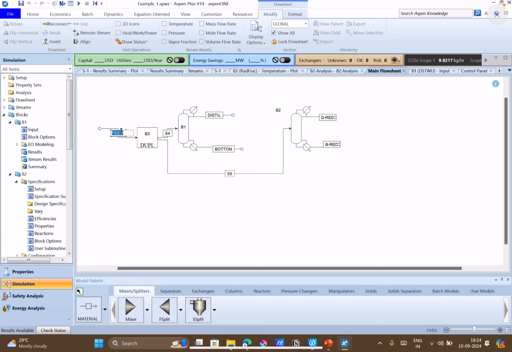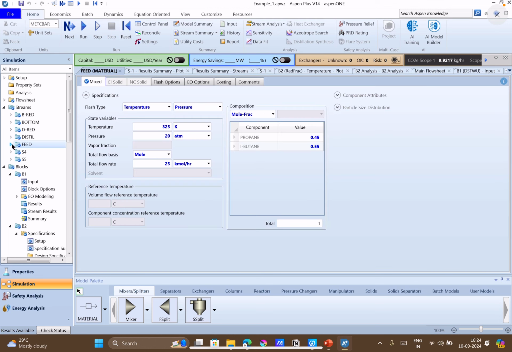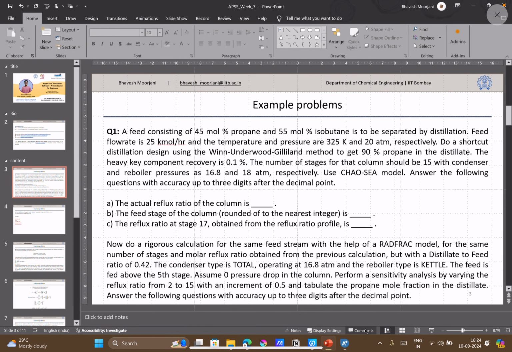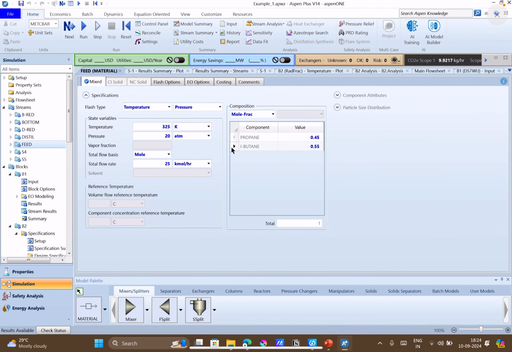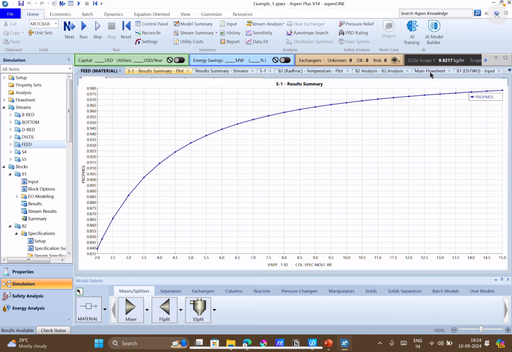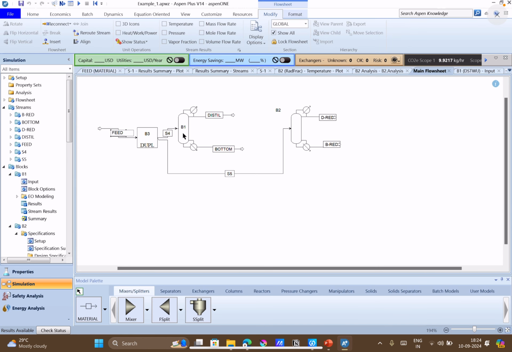which, if you see the feed input, is coming at 325 Kelvin and 20 atmospheric pressure with a flow rate of 25 kilomole per hour, and the mole fractions are given. So that is the defined problem statement. Then the feed goes to our DSTWU column. That is the B1 column, and this is the input of the B1 column.